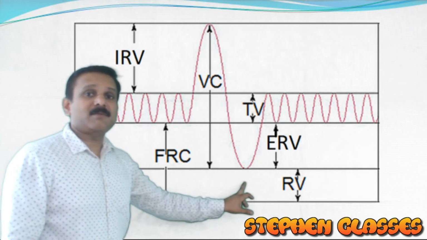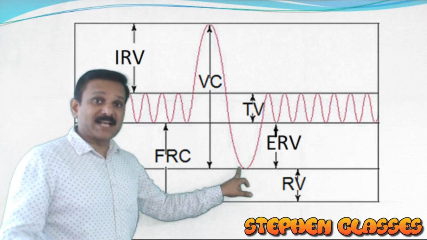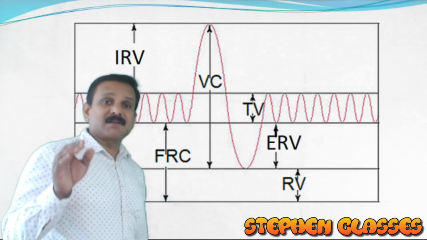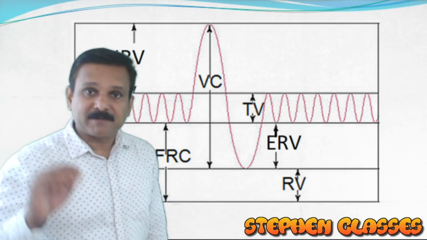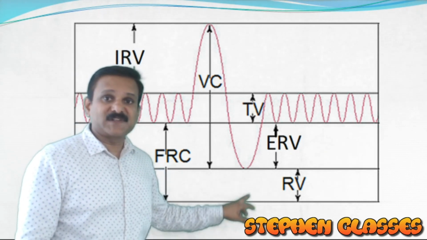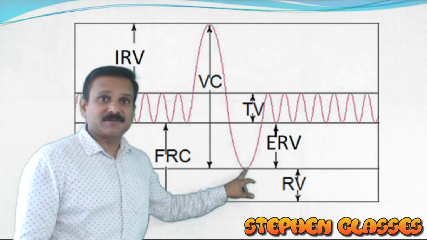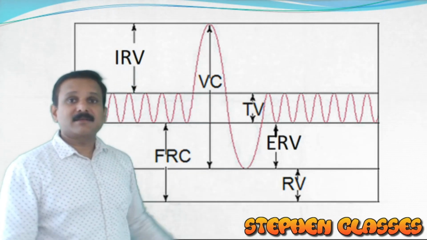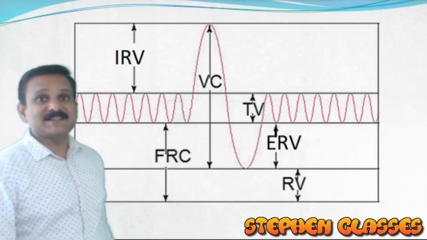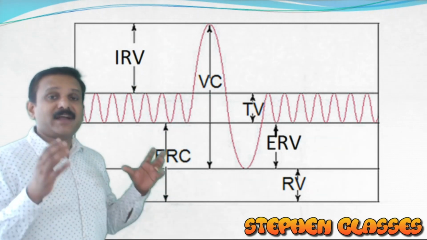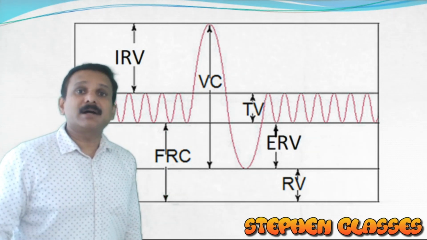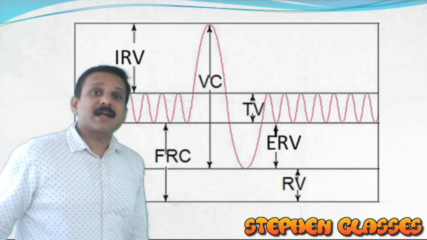Okay, then what is RV? Even after forceful expiration, some amount of air will remain in our lungs. That is called residual volume or RV. So the amount of air that remains in lungs even after forceful expiration. Then what is TLC? TLC is the total lung capacity. The maximum amount of air that can be accommodated in our lungs. That is what is called total lung capacity.